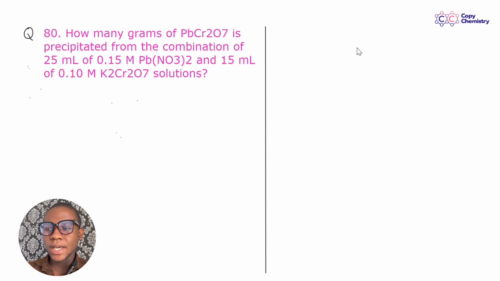Hello, this is question 80 on stoichiometry. How many grams of lead dichromate is precipitated from the combination of 25 ml of 0.1 molar lead nitrate and 15 ml of 0.10 molar potassium dichromate solutions? Now, this is one of those questions where you have to just look at it closely, figure out what your limiting reagent is, and then do your calculations.